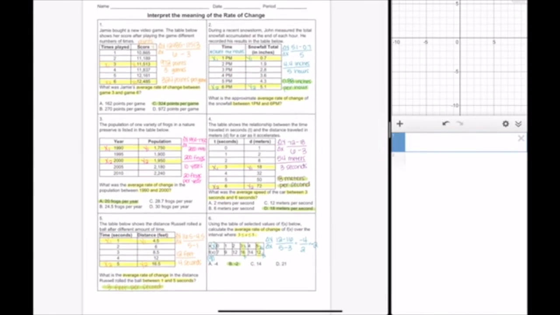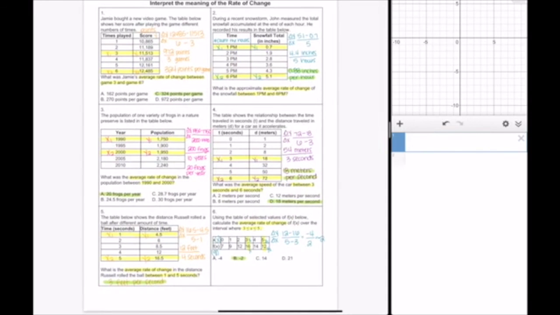That means it's decreasing by 2 for every x value. So this is interpreting the meaning of the rate of change. You get your rate of change, which is a number, but then what does that mean? What does it represent in the scenario?